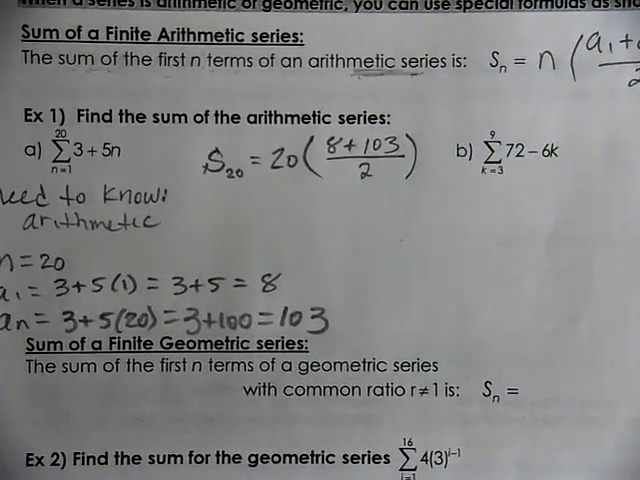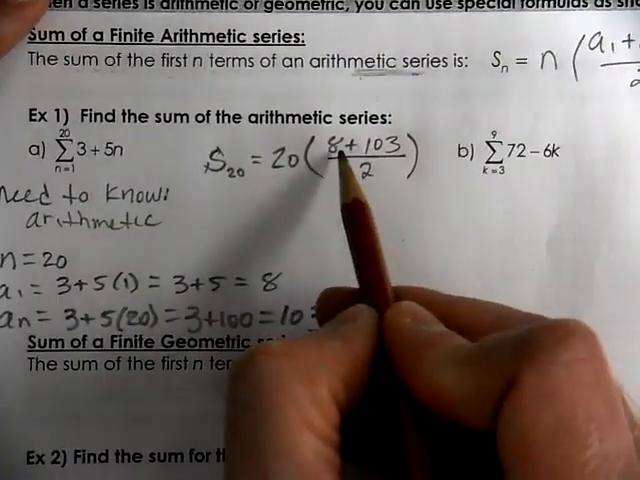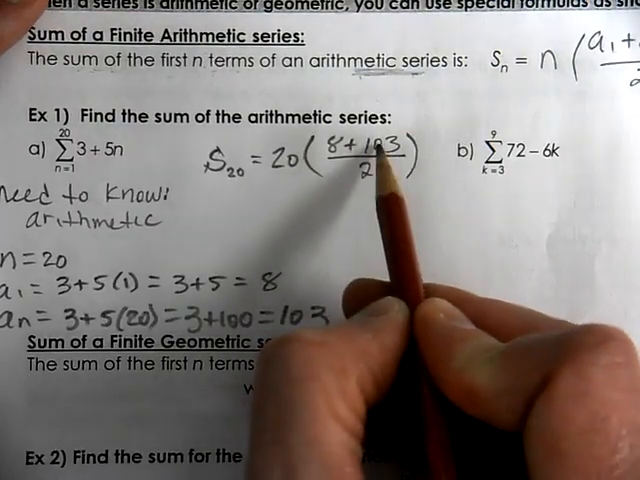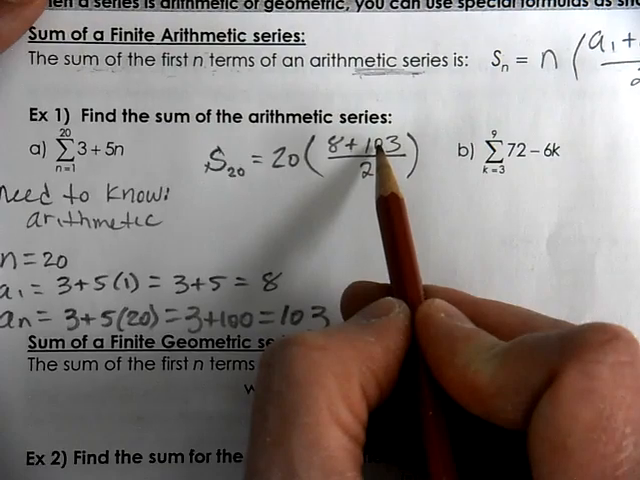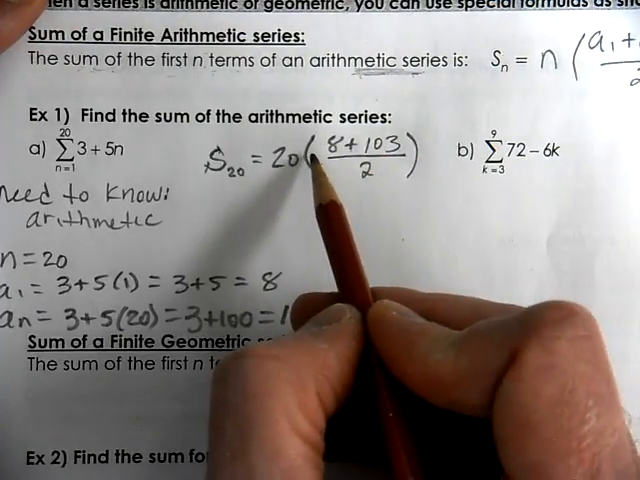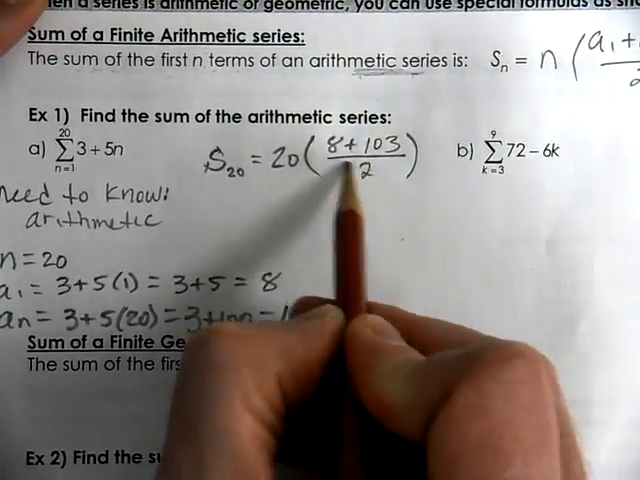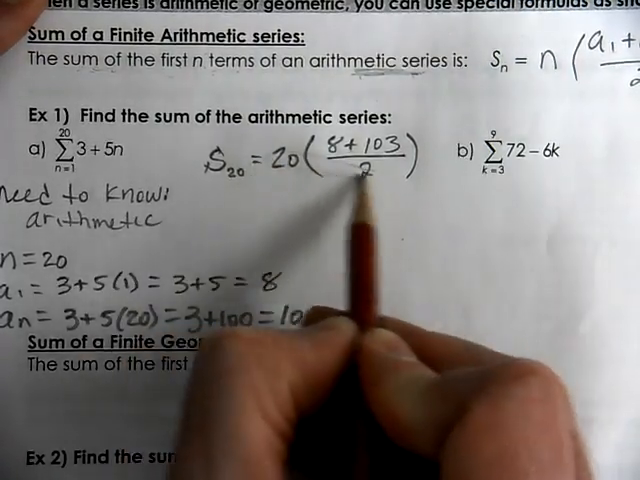Now we can calculate this a couple different ways. We could figure out that this is 111 divided by 2 and then times that by 20. That totally works. You can divide here by 2.